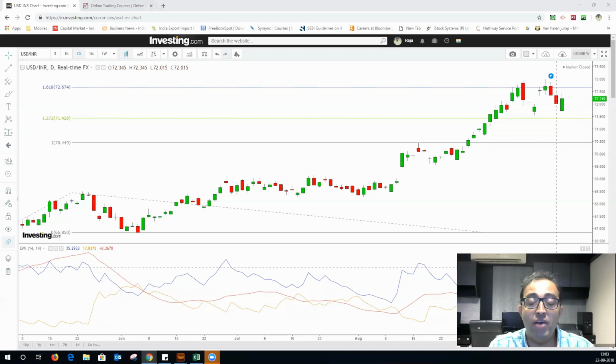So ADX is a very, very powerful tool, and I have used this here to find out that the bullish momentum, where there was considerable weakness seen in the USD INR, seems to be dissipating. And with the positive DI line heading lower, we could actually be entering into a ranging action.